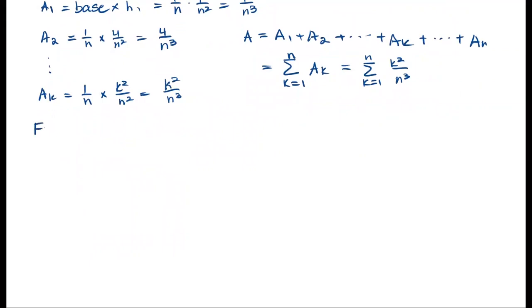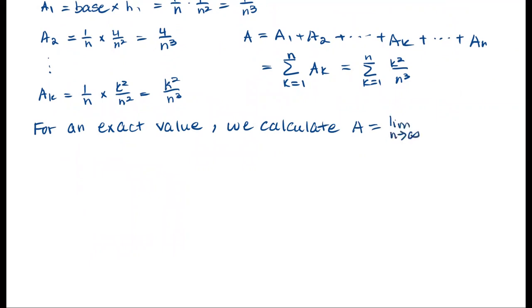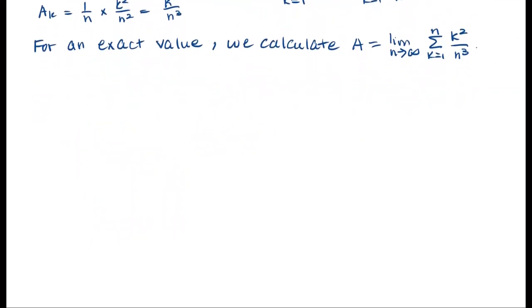So if you want an exact value, we calculate the area, which is equal to the limit as n approaches infinity of the sum from k equals 1 of k squared divided by n to the power 3. So when we do that, well, let's find this limit. So A, which is equal to the limit as n approaches infinity.